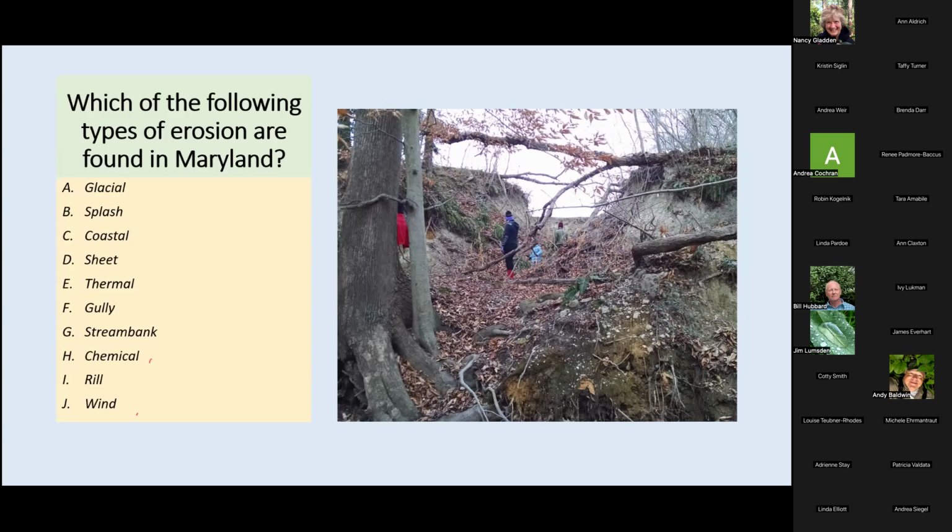The list hasn't changed since a moment ago. And while you're thinking about it, yes, we do have erosion on the Eastern Shore. That's my family walking down an eroded area on a project. So we do have erosion over here.